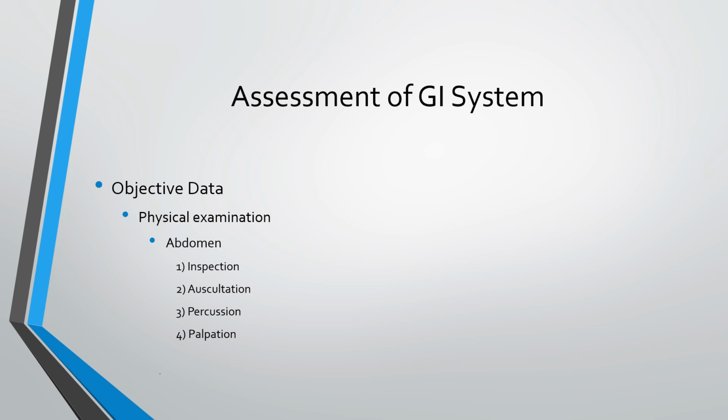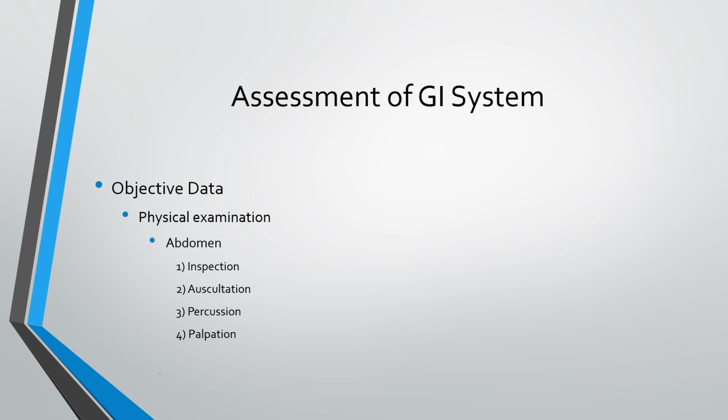Percussion usually is used to estimate the size of a liver and determine the presence of fluid, distension, and masses. In day-to-day use, most nurses do not use this, but it's a good skill to know. Tympany is usually high-pitched or hollow sounds. Dullness indicates fluid or masses.